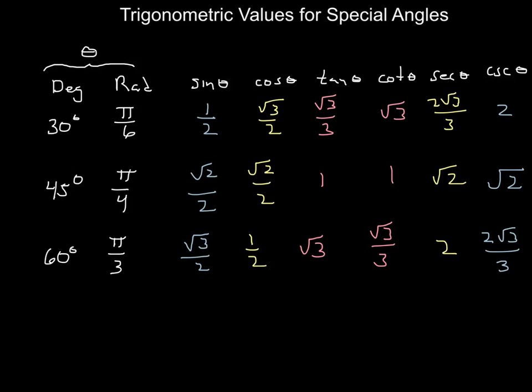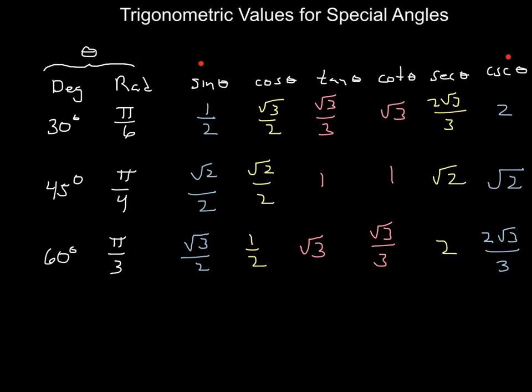What I have here is a table of the trig values for special angles. What you see over here is degrees and radian measures. So 30 degrees, using the conversion, is pi over 6 radians. 45 degrees is pi over 4 radians, and 60 degrees is pi over 3 radians. Those are possible measures for theta, and then across here you'll see sine theta, cosine theta, tangent theta, cotangent theta, secant theta, and cosecant theta. The pairings are you start at the outside and work your way in. Those are the ones that are paired together.